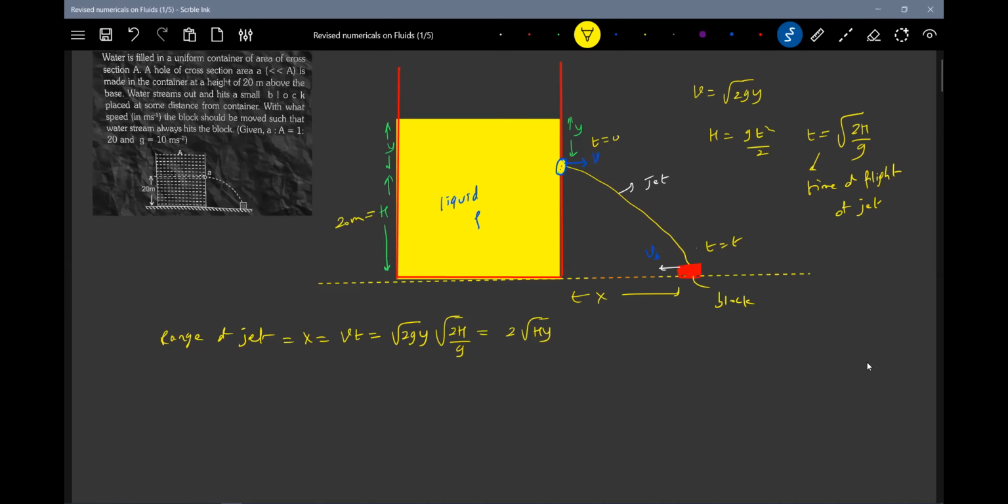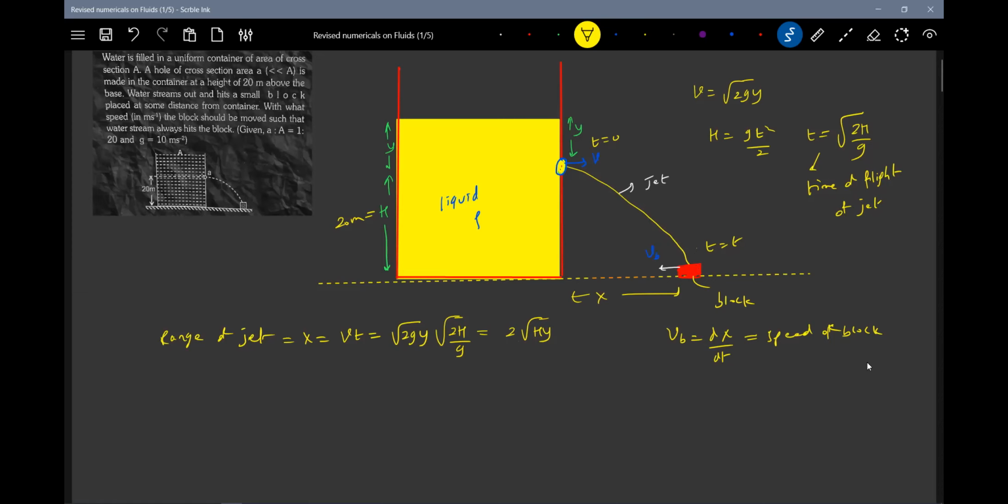Now what is the velocity of the block? It should be equal to dx by dt, no? Speed of the block. Okay, let's differentiate this. But what is the question that is asked? With what speed should the block be moved such that the water stream always hits the block? Now we need a way to bring that condition.